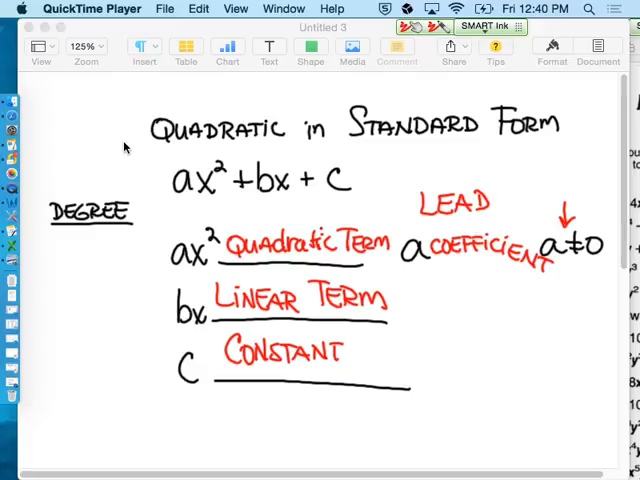So notice that the degree on the quadratic term is 2. The degree on the linear term is 1. And the degree on the constant would be 0. So this is your quadratic in standard form.